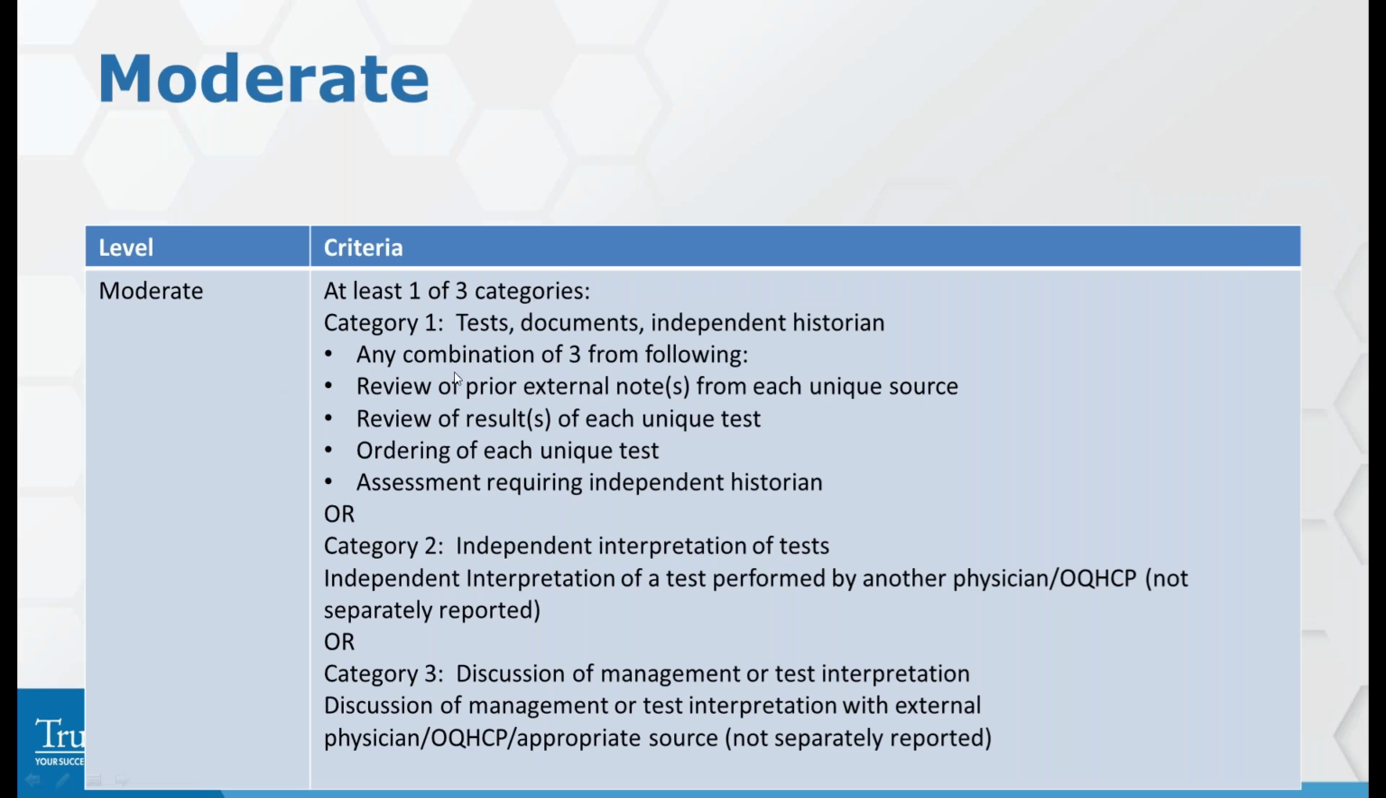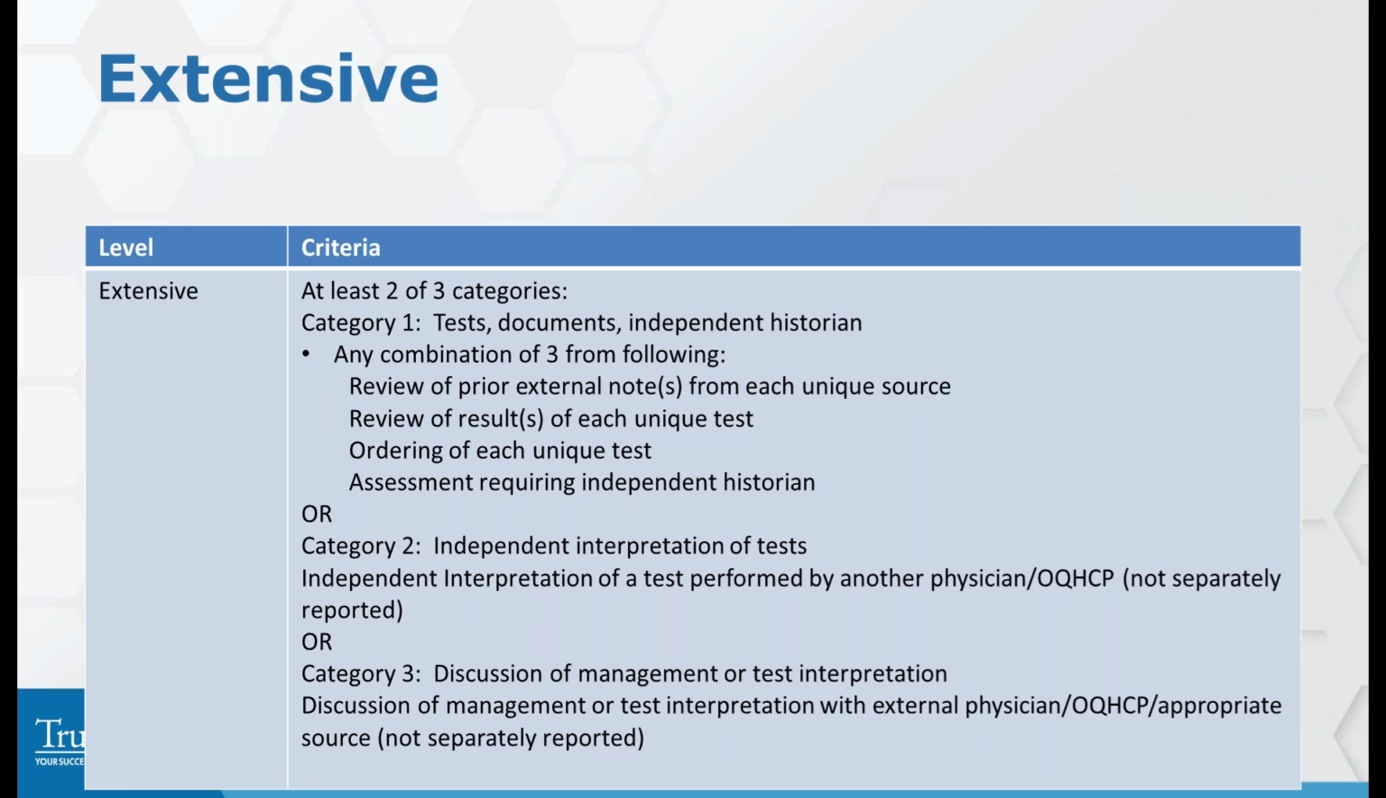With a moderate level of the data, you're looking at these 3 categories again, and you have to meet certain criteria. Like it says, at least 1 out of the 3 categories. Category 1 would include any combination of 3 from the following, or category 2, independent interpretation, or category 3, discussion of management. And again, all of these terms are defined for us. Extensive is the same thing as moderate, except you have to have 2 out of these 3 categories to be able to determine the level of data.